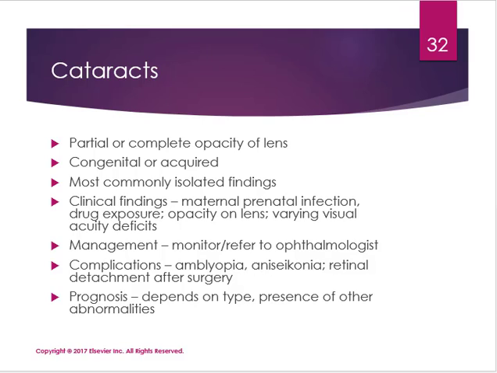Cataracts, as we know in adults, are a partial or complete opacity of the lens that affects one or both eyes and are categorized as either congenital or acquired and are most often isolated findings. They can occur spontaneously. They can be genetic, such as with Down syndrome or albinism. They can also be associated with maternal prenatal infections or drug exposure. Management includes monitoring and referring to an ophthalmologist. Prognosis is dependent on the type and what other abnormalities might be seen at the time.